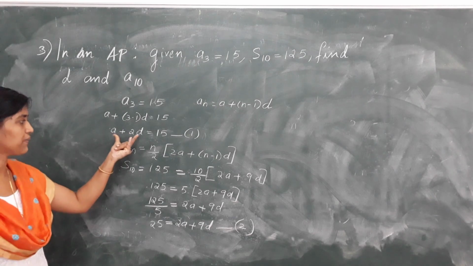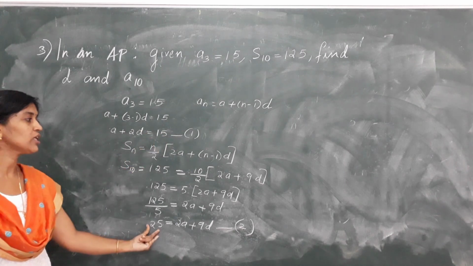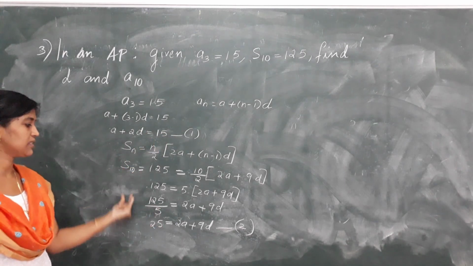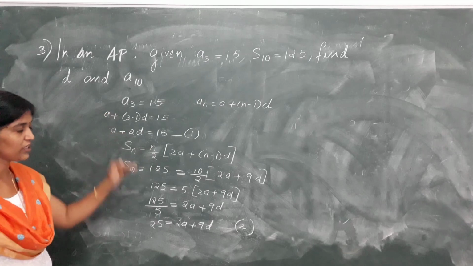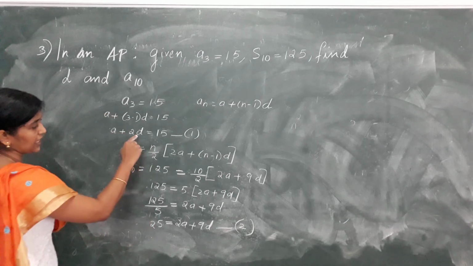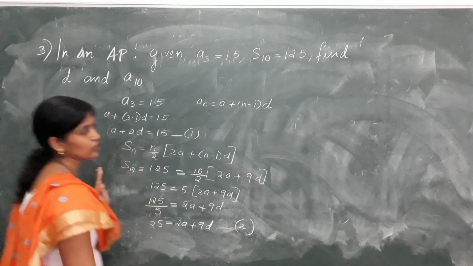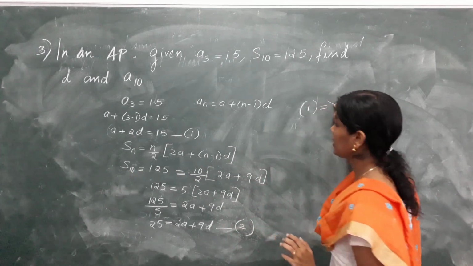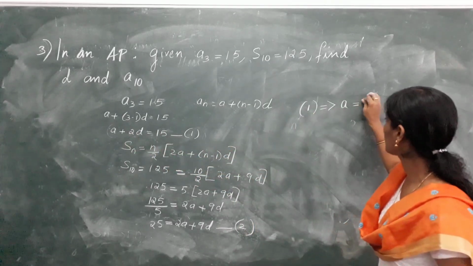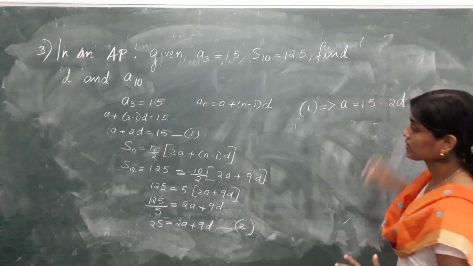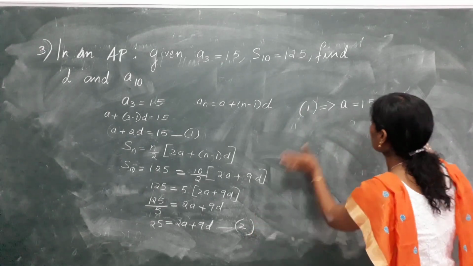So we are getting one equation using the third term, a plus 2d is equal to 15. Second equation using the sum of first 10 terms, that is 25 is equal to 2a plus 9d. In the previous class we have seen how to solve if you get two equations like this. We will take the first equation and write a in terms of d. So a is equal to 15 minus 2d.